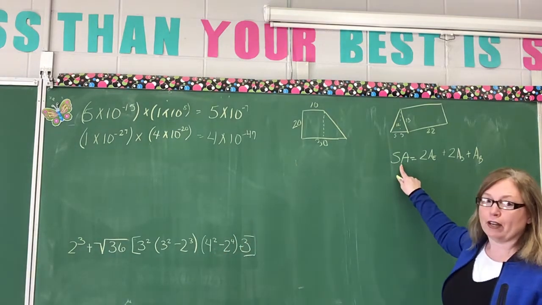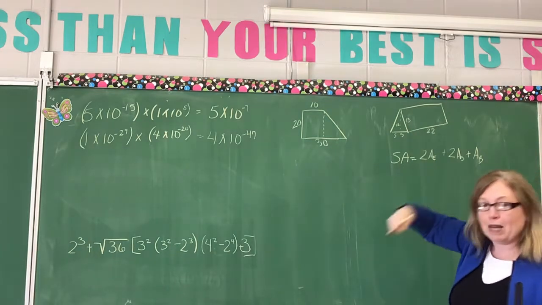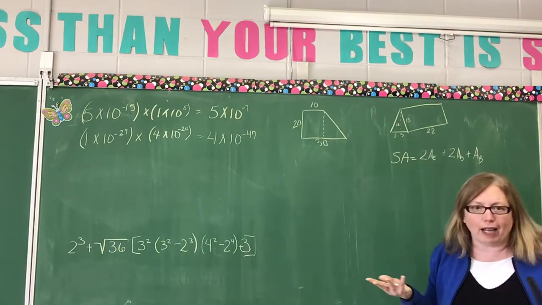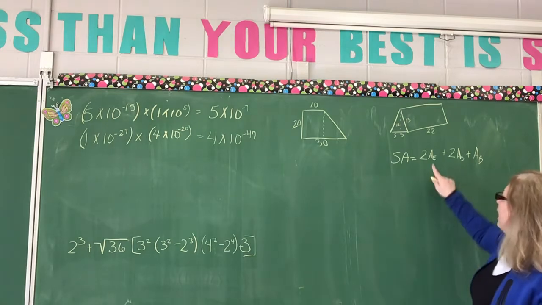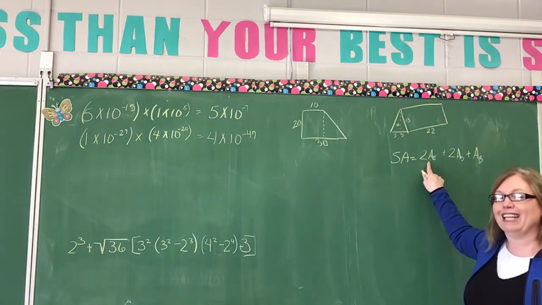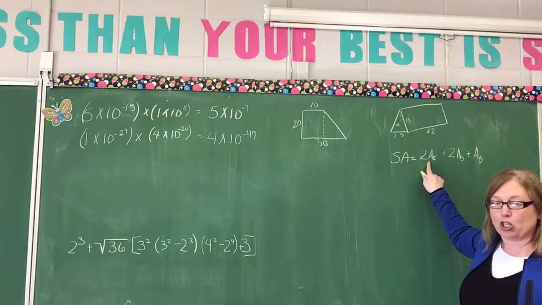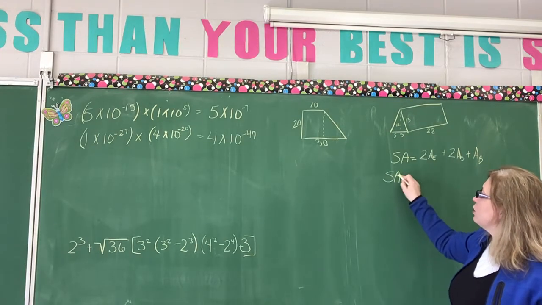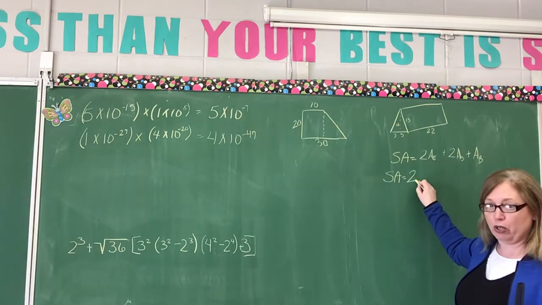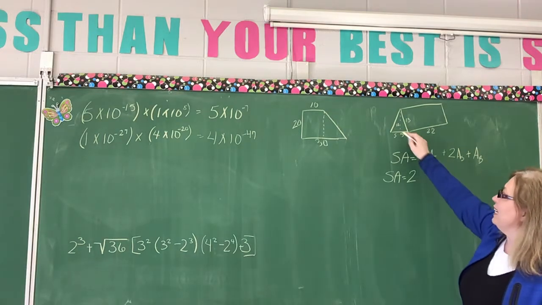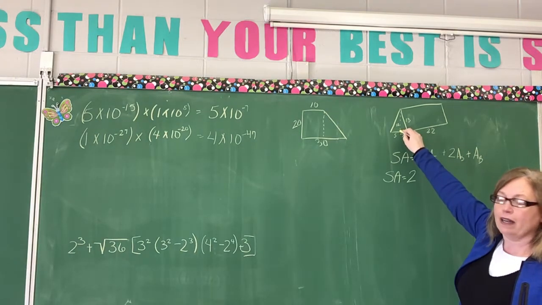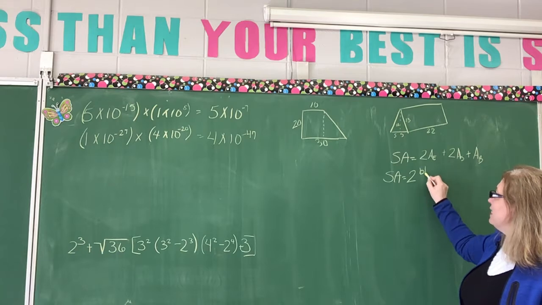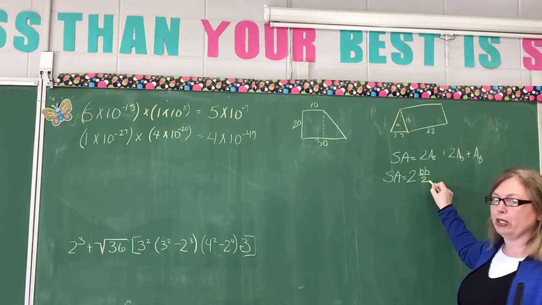In our surface area, again, surface area means I want to cover all the different parts like Christmas paper, okay? And I said I want to know the area of the ends, and I'm going to multiply that by 2. So I understand that I'm finding surface area, I'm going to find 2 of the ends. Well, the ends are right here. What shape is that? It's a triangle. So I'm going to say base times height divided by 2.